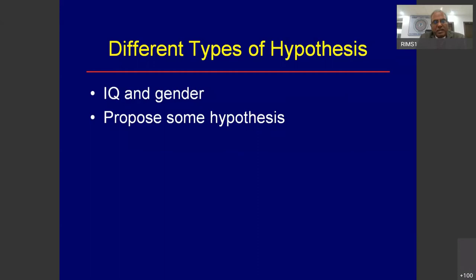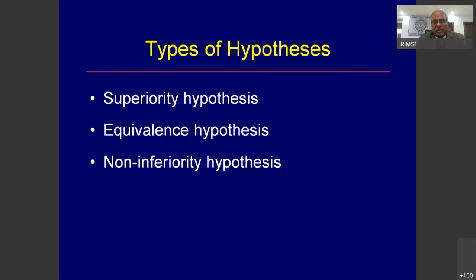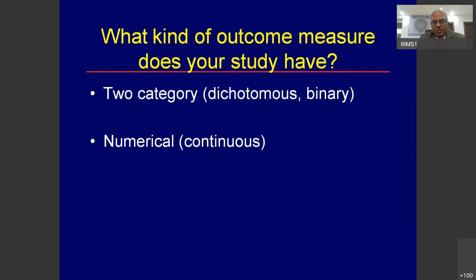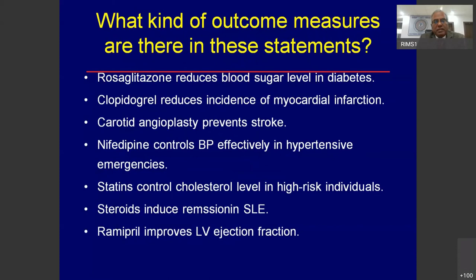So these are usually the basis of calculation of sample size. But today we are talking about only the superiority hypothesis. And also remember, we have already dealt with dichotomous outcome. Today we are going to deal with continuous outcome. And I am going to check whether you understand this very well or not.